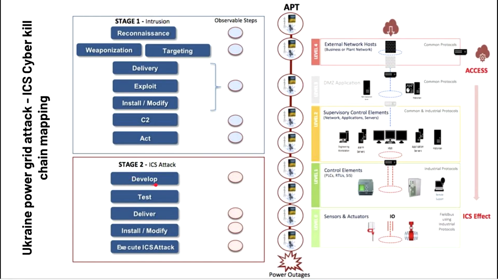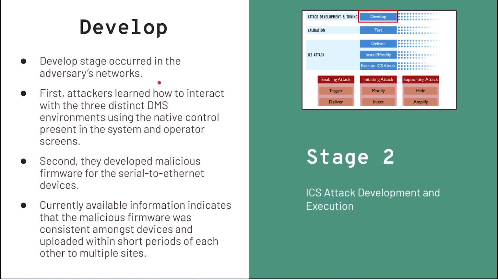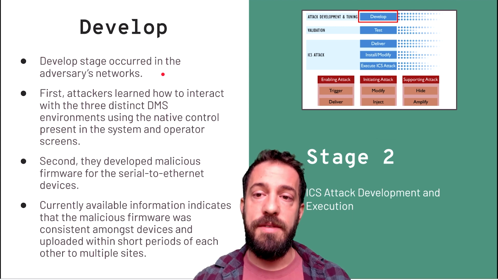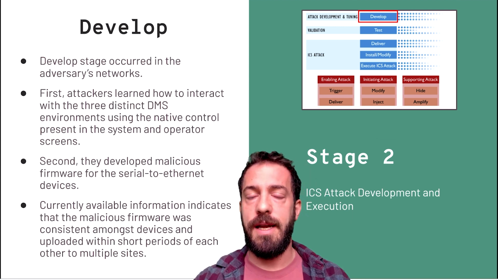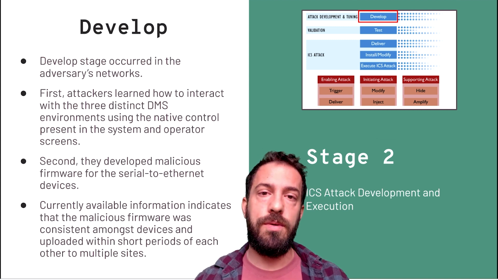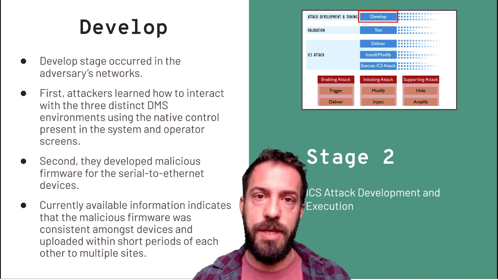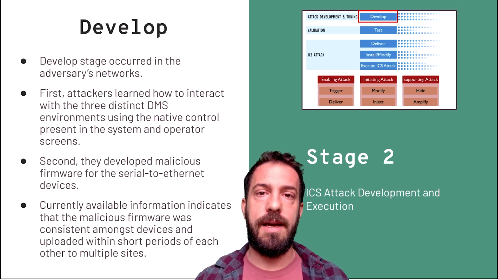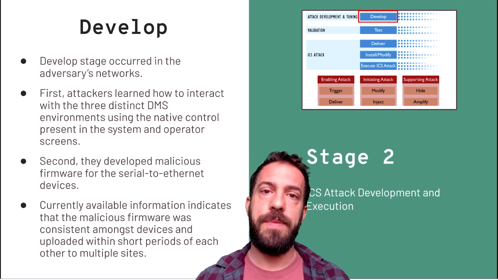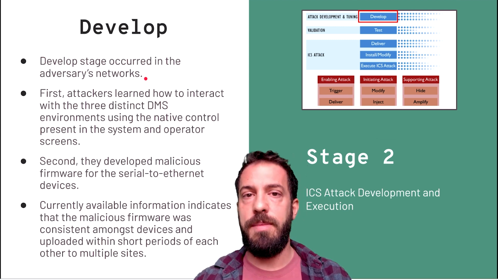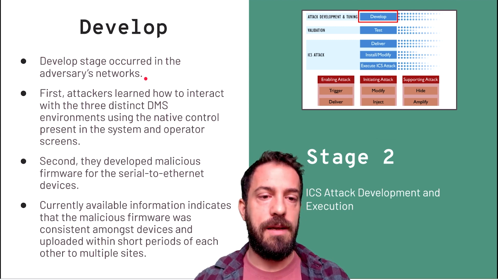So stage 2 starts with develop, and the develop stage, as we saw before in the previous video, typically happens in the adversary's network. So the adversary would collect all information from the target system, and then in their own networks, they would buy similar devices, actually the exact devices, the exact modems, and then they would try to orchestrate the attack, create an attack within their own system before they test it and deliver it to the target system. So development happened in the adversary network, so we don't have information about how the development happened. We have limited visibility on that.